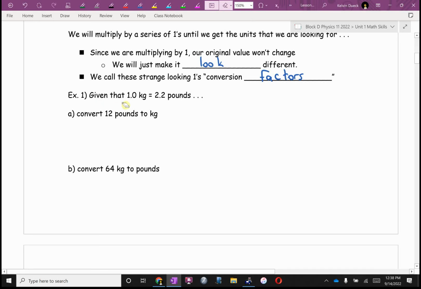So it says, given that 1 kilogram equals 2.2 pounds, convert 12 pounds to kilograms. What did they give me? 12 pounds. I'm going to write it down, but I'm going to write it down cleverly. First of all, I'm going to write down 12, and my abbreviation for pounds, I'm going to use the pound sign because that's easier than writing LBS. I'm going to do one more thing. I'm going to make it a fraction.